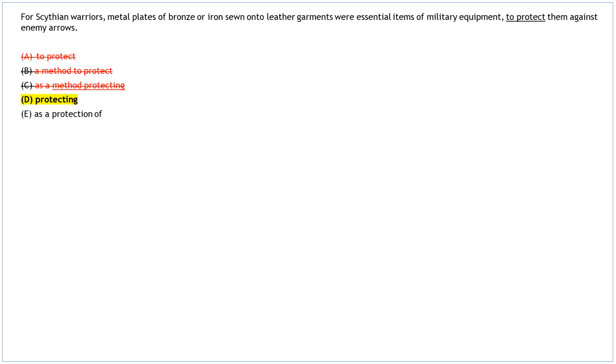Let's review answer choice E. Construction, as a protection of them against enemy arrows, is awkward and ungrammatical. So, we have eliminated all 4 wrong answer choices, and confirmed that answer choice D is correct.